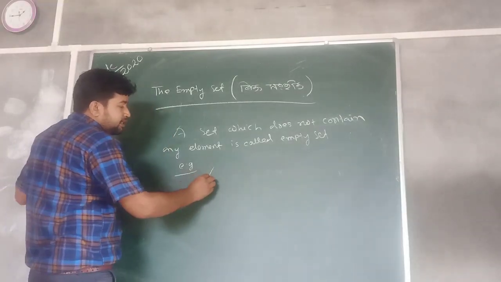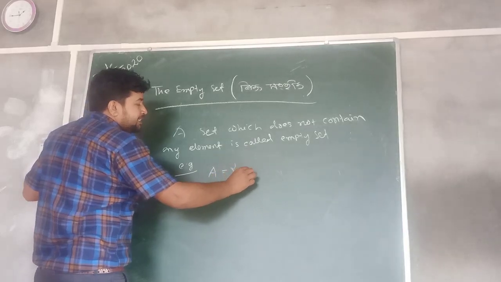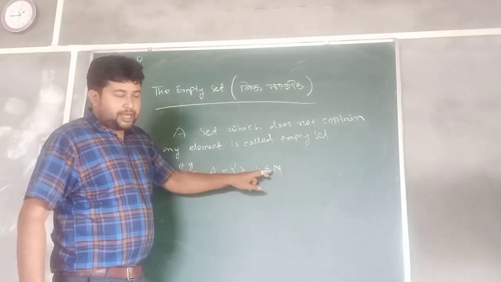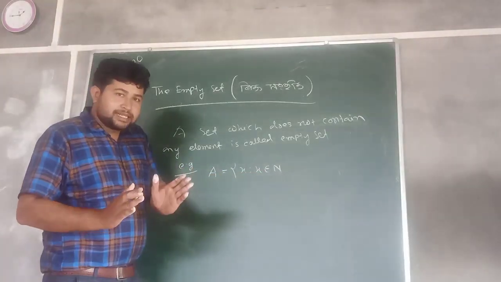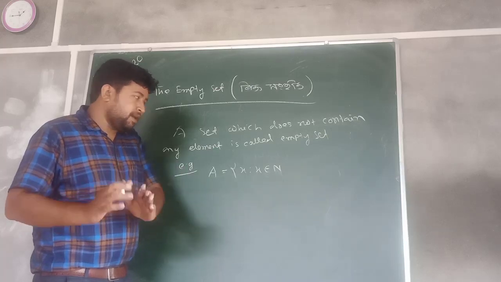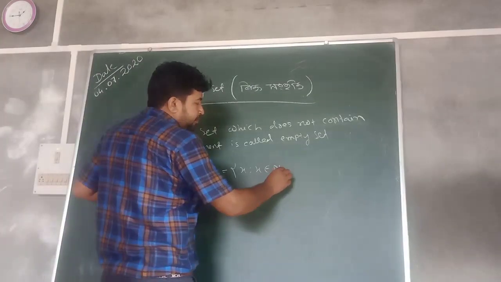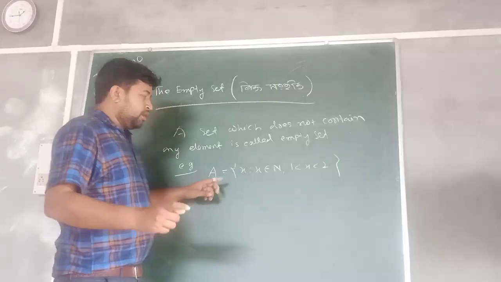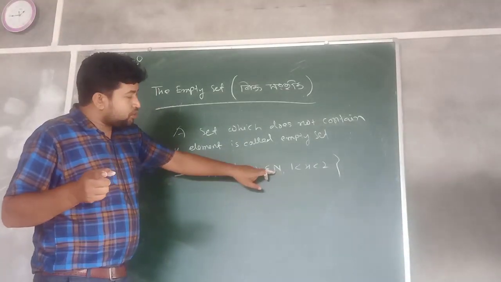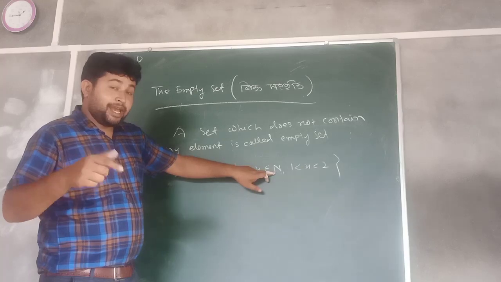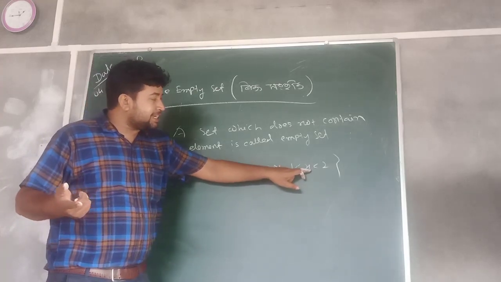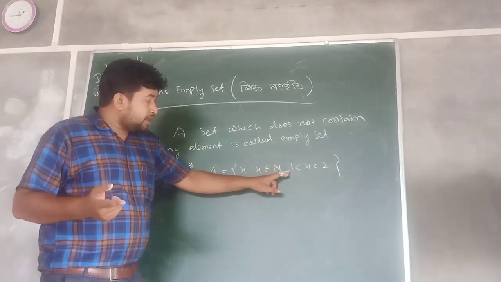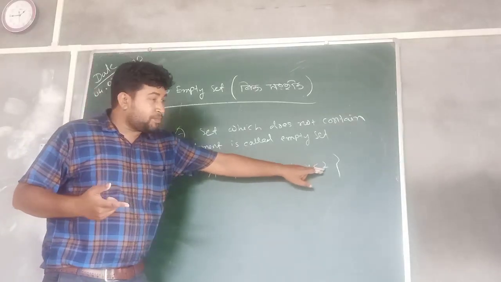For example, suppose capital A is equal to x such that x belongs to N, that means x belongs to capital N means x is a natural number, and 1 less than x less than 2. So here what will you understand? x belongs to N, that means x is a natural number. 1 less than x less than 2 means x is a natural number greater than 1 and less than 2.